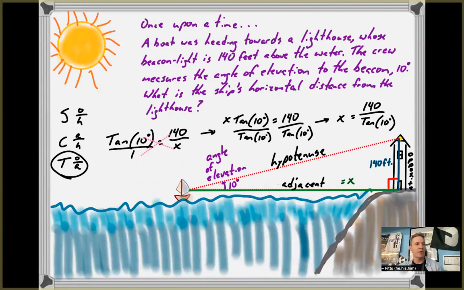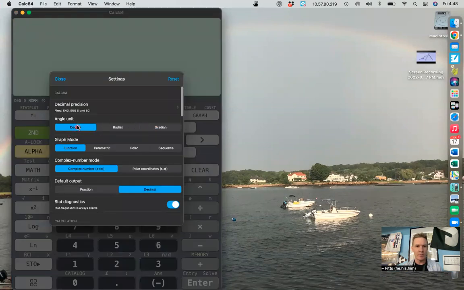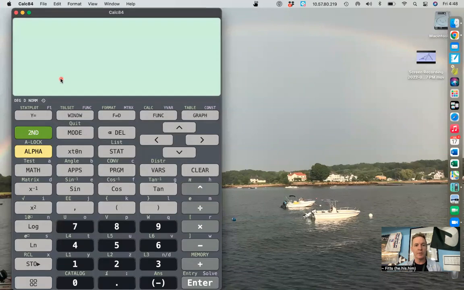Let's bring up our graphing calculator and plug that in so you can see it. One thing to remember: make sure you're in degree mode. If you hit mode, make sure you're in degree mode. I am. So it was 140 divided by the tangent of 10 degrees, and that's 794 feet approximately.